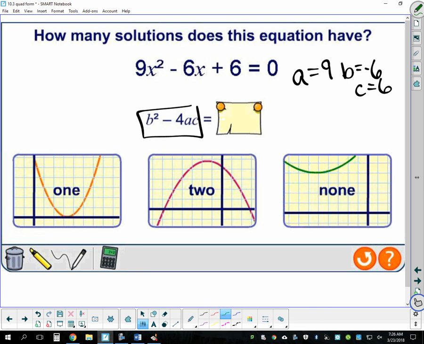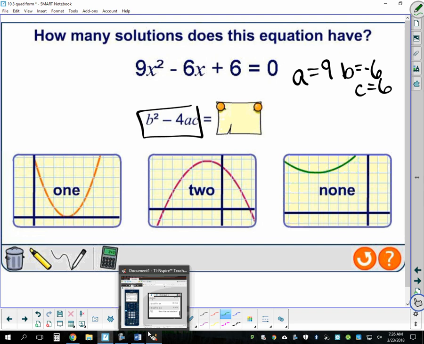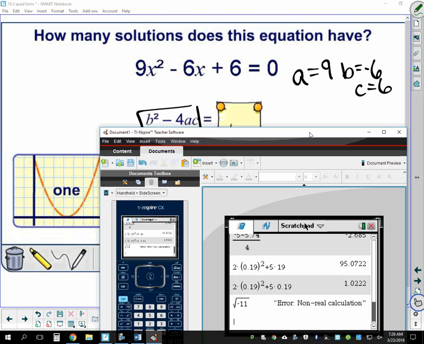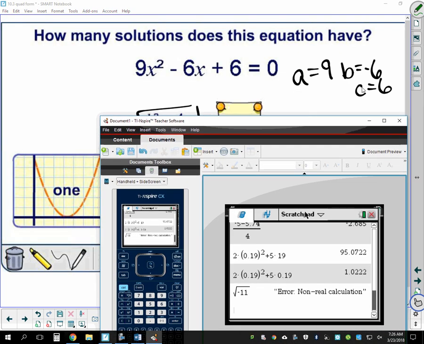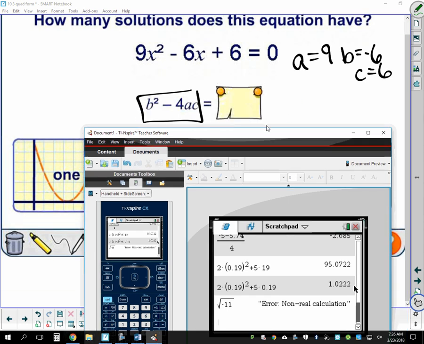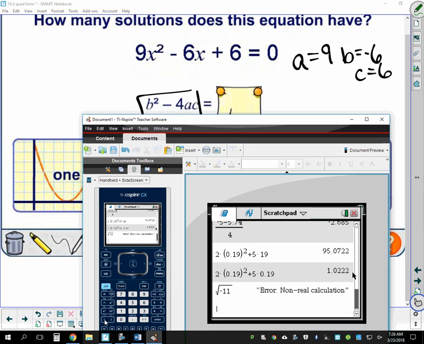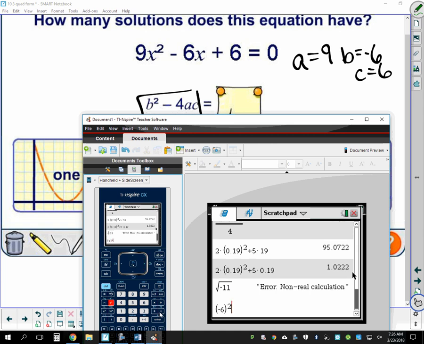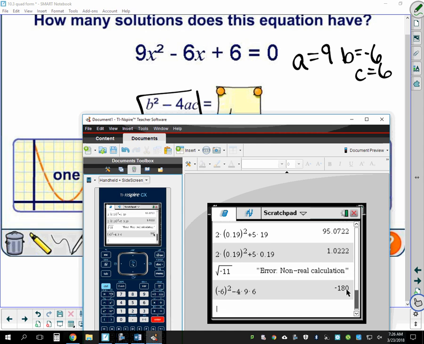So b squared, and I honestly don't mind if you don't show any work, if you just go right to your calculator. Well, that's not true. I want you to write down what a, b, and c are. But as far as the rest of it, you don't have to show the work. I'm okay with that. So b squared, you have to use the parentheses, don't forget. Negative 6 squared minus 4 times a, which is 9, times c, which is 6, gives me a negative number.